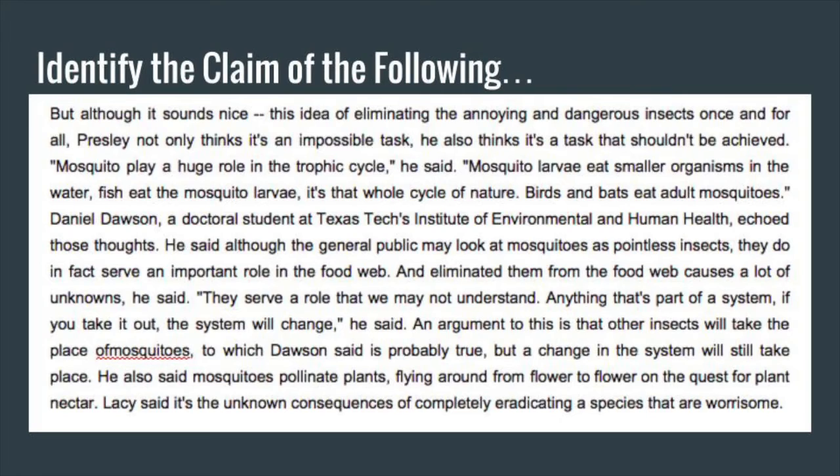Alright, so the main claim is that mosquitoes shouldn't be eradicated. The reason that's a claim is because it's not really proven. It's more of an opinion. But the main evidence that they use to try and prove that is that there are a lot of unknowns when eliminating mosquitoes that might change the ecosystem, that we shouldn't do it because we don't really know what's going to happen. So that's the evidence they tried to use to prove that claim.